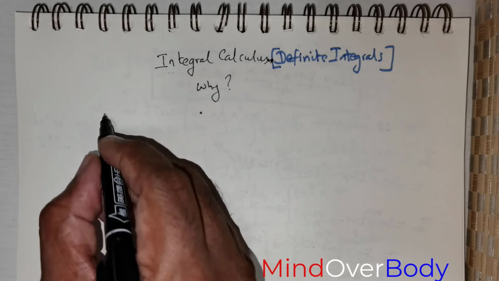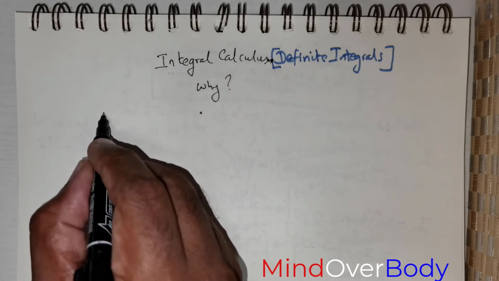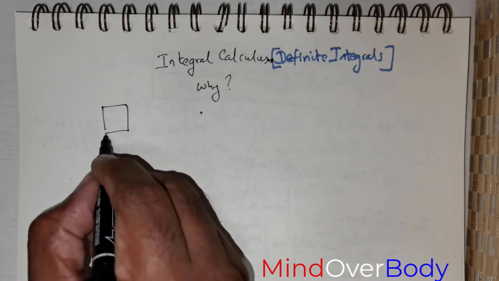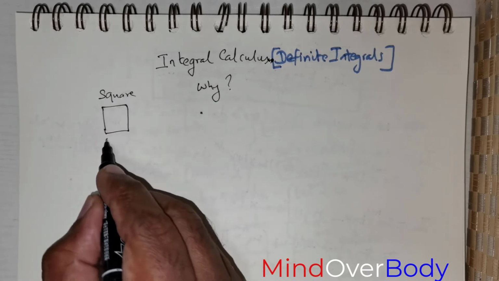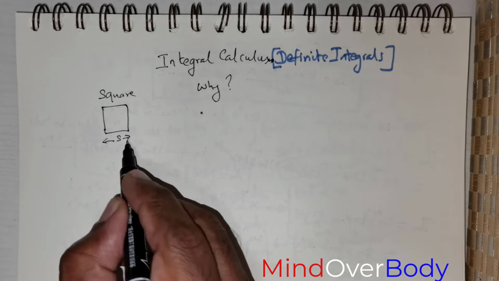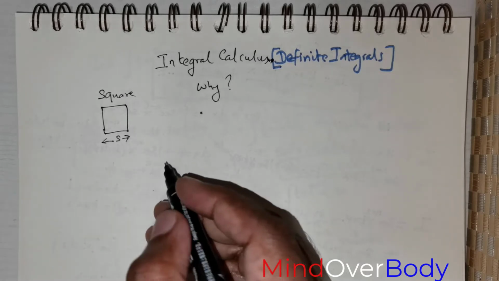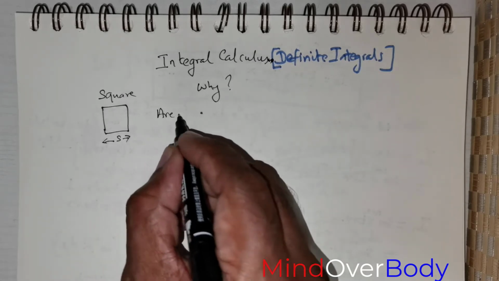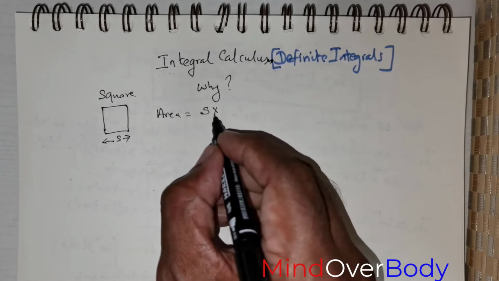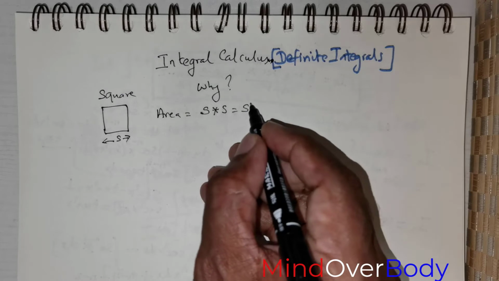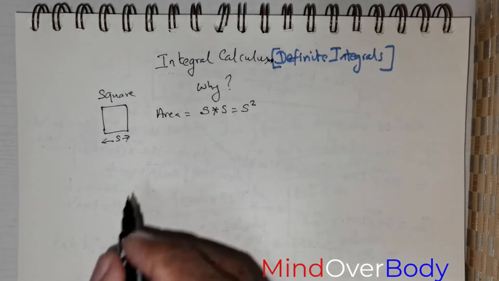Now we all know that there are several geometrical shapes. Say for example, I take the shape of a square, and it has a side of s units. Now the area of this square is going to be side into side. In other words, it's going to be equal to s squared.